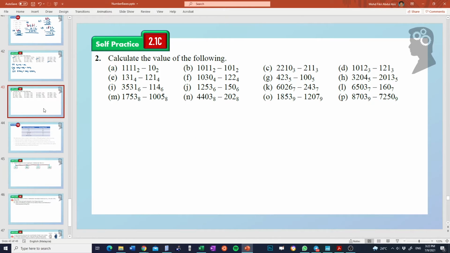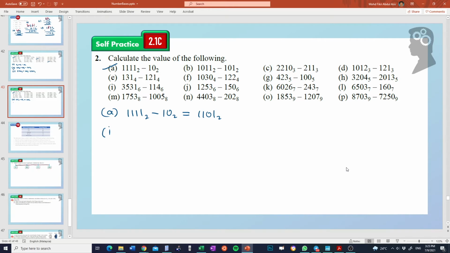Okay, kita tengok next one. Ini subtraction pula. Let's try a simple one. Soalan A. 1111 base 2 minus 10 base 2. 1101 base 2. 1101 base 2. Okay, laju juga ni. Same. Azari same. Aimi? Easy, dapat sama. Okay, settle soalan A.